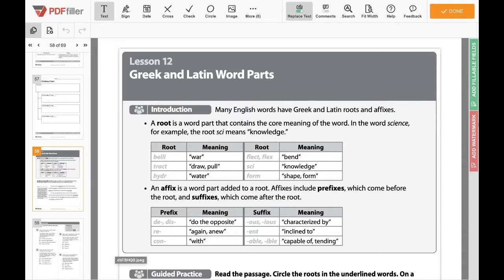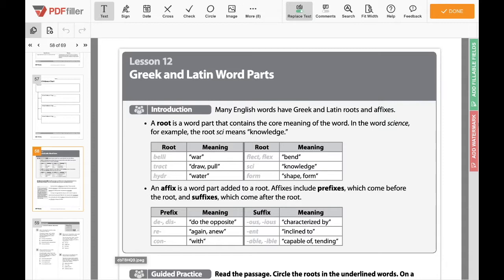So today we're going to be looking at Greek and Latin word parts. Most of you have probably heard of Greek and Latin word parts before. There's two different parts of a word, which is the roots and then the affixes. There's two different kinds of affixes, but we'll get into that. But these different word parts help us to better understand the meanings of words.